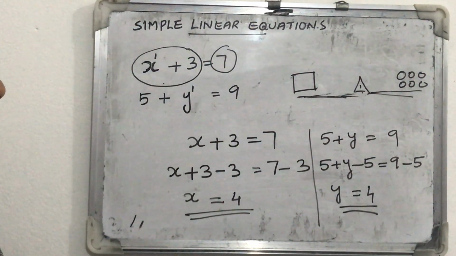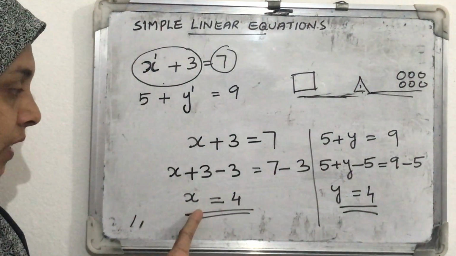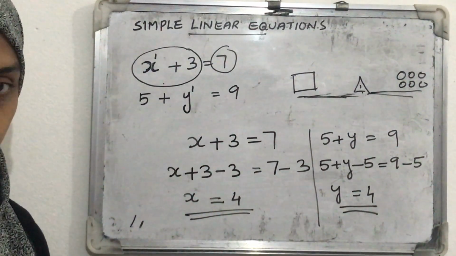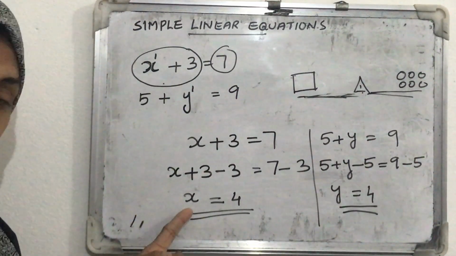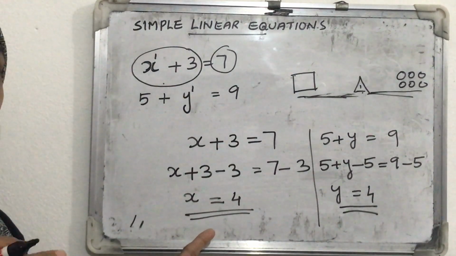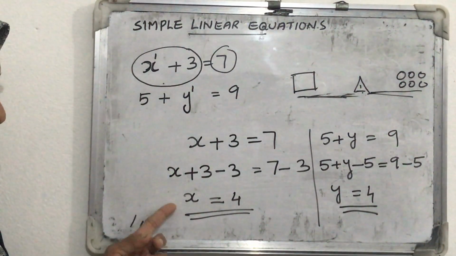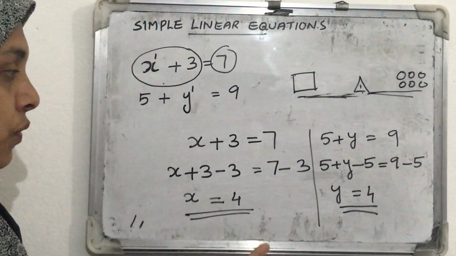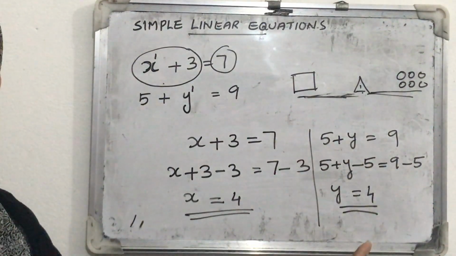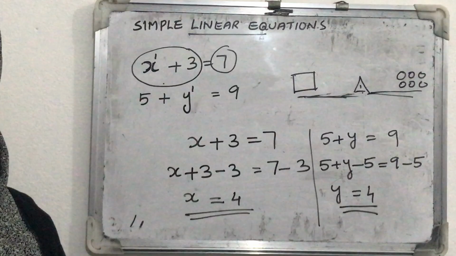There are also other methods. Now we have found that the value of x is 4 and y is 4. We can say the root of this equation is x equals 4. Root means the value of the unknown. So what is the root of this equation? The root of the first equation is x equals 4, and the root of the second equation is y equals 4. Okay, thank you.